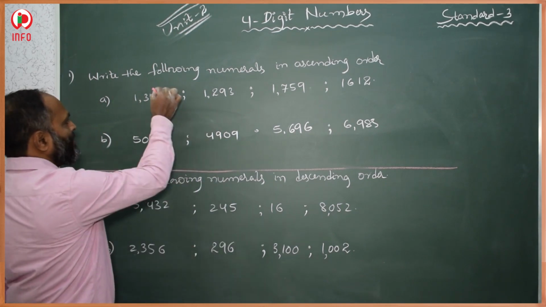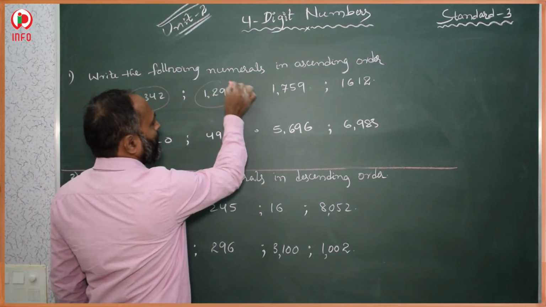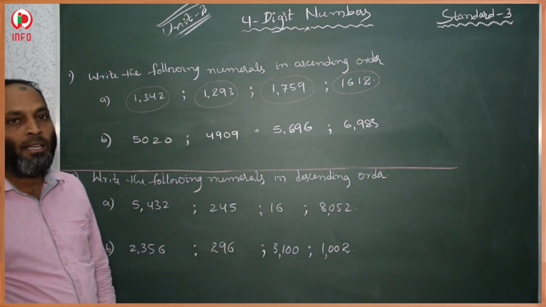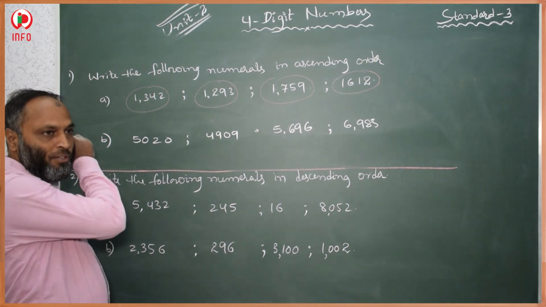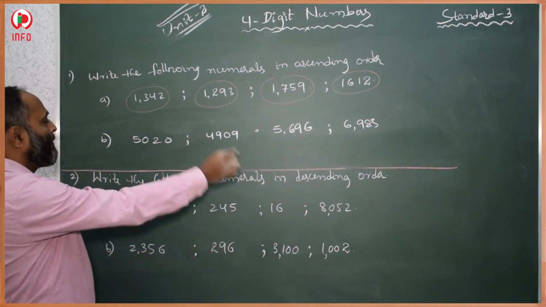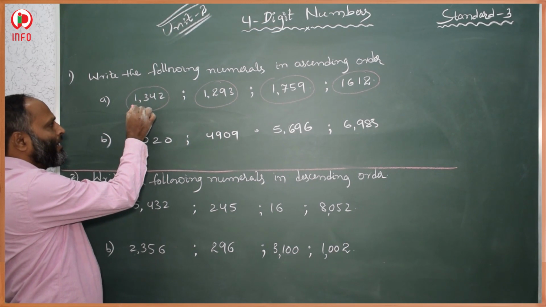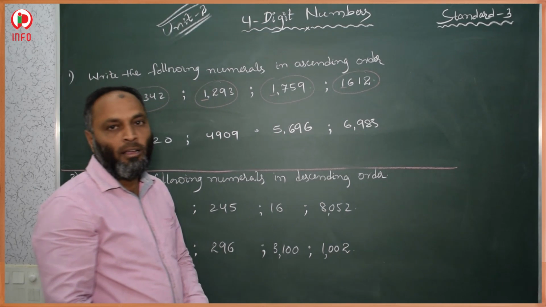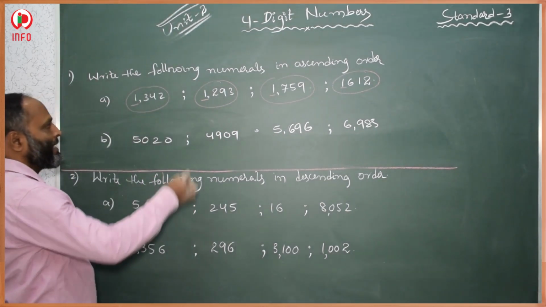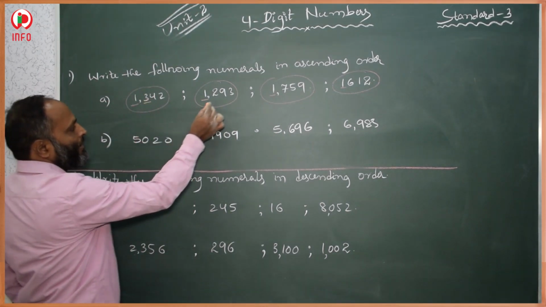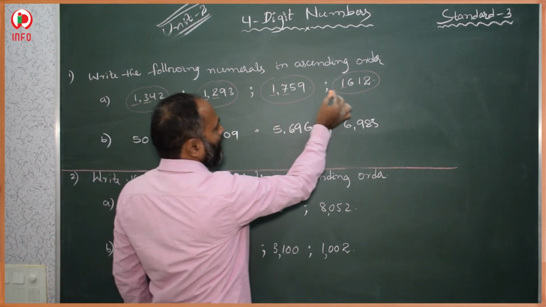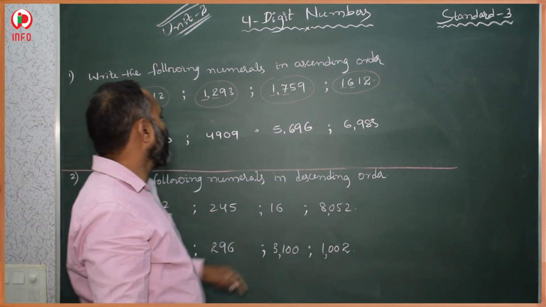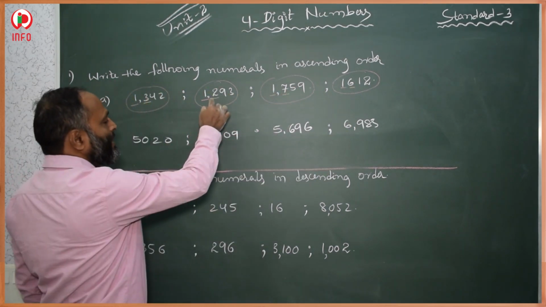See here, this is the first one, this is the second, this is the third, and this is the fourth. Total 4 numbers are given. We have to check these numbers, which one is smaller. First we go through the first place, the thousands digit. 1, 1, 1 and 1. All are equal. Then we check the hundreds place value. This is 3, this is 2, this is 7 and 6. In this, 2 is the least.